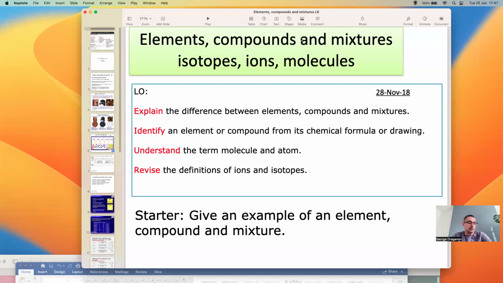Today's lesson is named Elements, Compounds, and Mixtures. We will also recap what an isotope, an ion, and a molecule are as an addition.